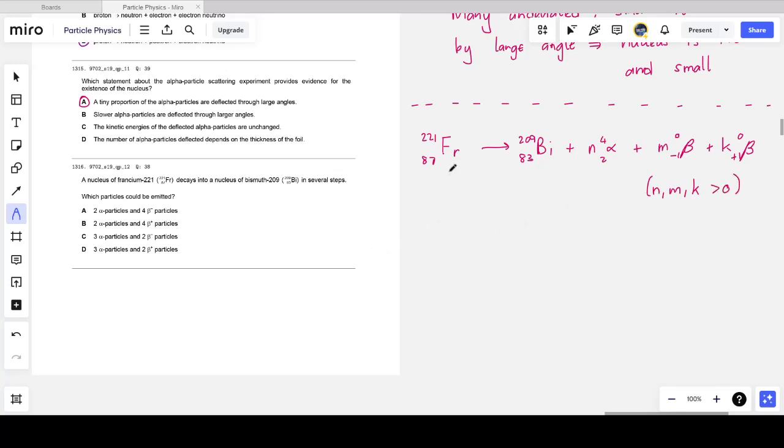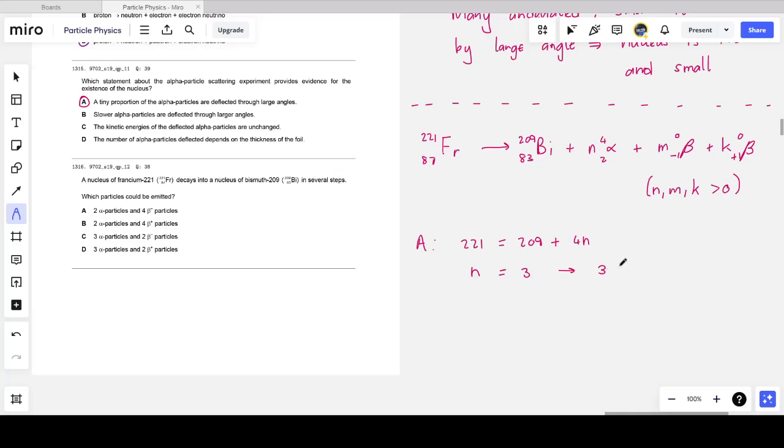So now let's balance the nucleon numbers first. Let's balance the A's, the numbers at the top. And what we have is 221 is equal to 209 plus 4n, because there are no nucleon numbers for the positron and the electron. And so immediately I can see that n is equal to 3.